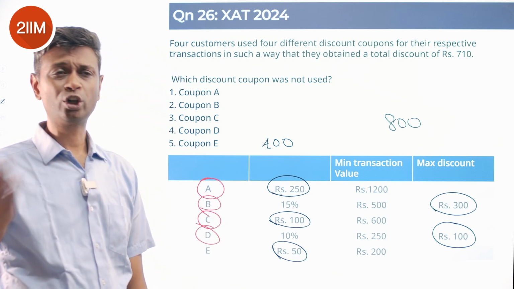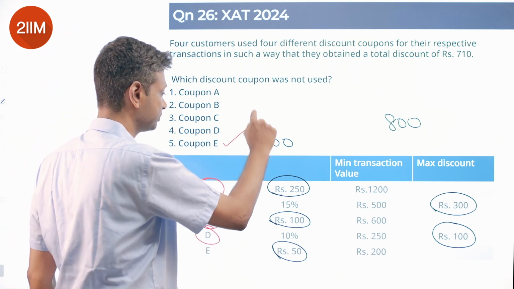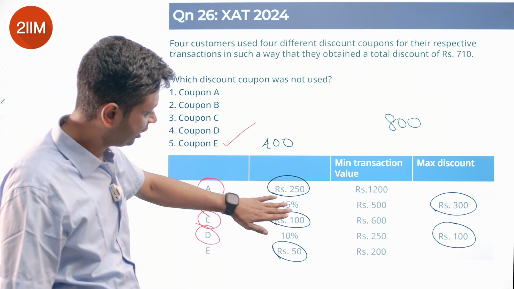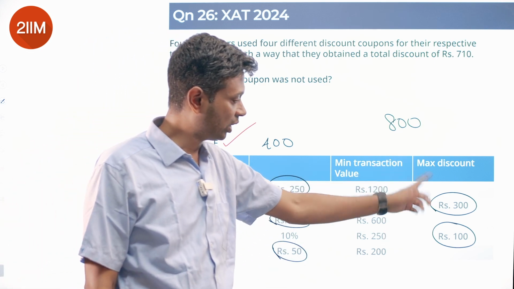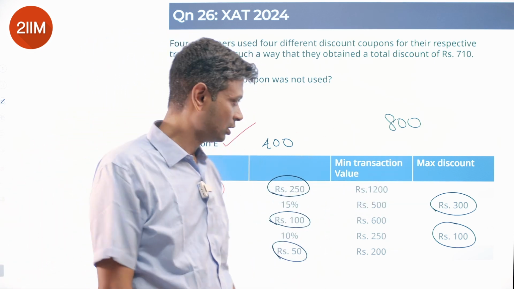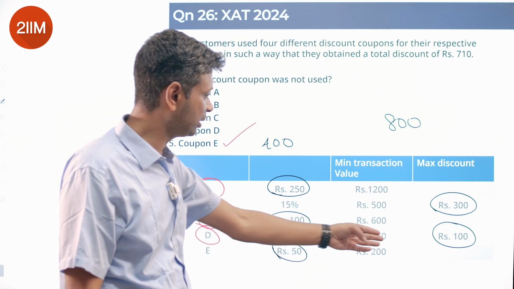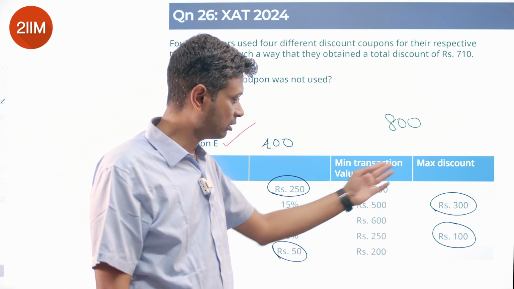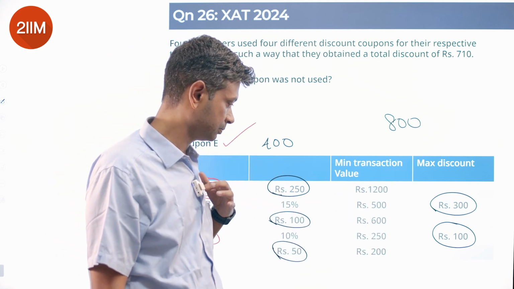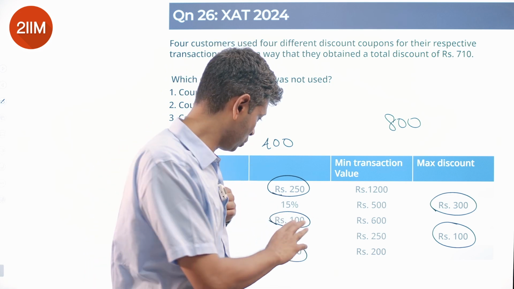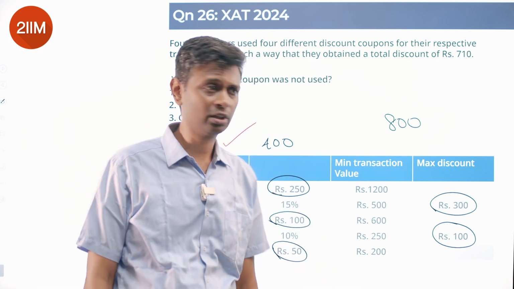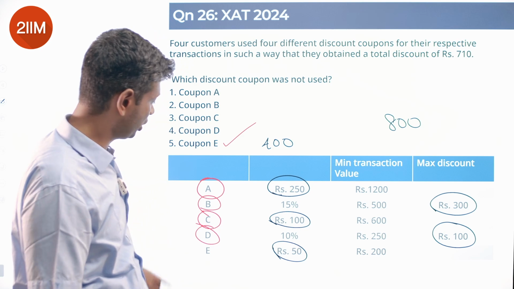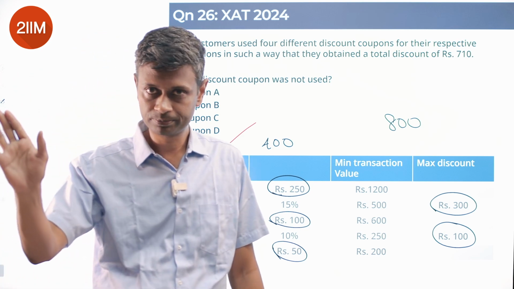Which coupon am I not using? That is E. So I'm using these two, getting 350 bucks. With these two, I have to get 360. I can either do 100 here and 260 here, or 300 here and 60 here. Both are possible. Both combinations will work for some method. So 710 is possible if you skip out E. Anything else you skip out is not possible at all.